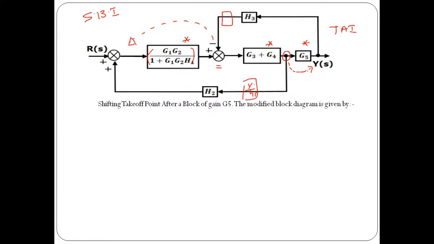So in this case, I have applied the rule that whenever we shift a takeoff point after a block of gain G5, we need to add an inverse block gain.